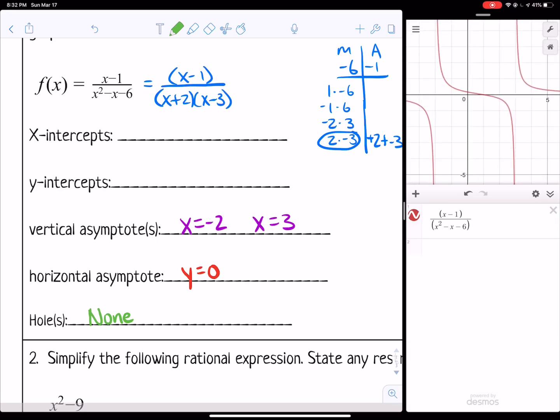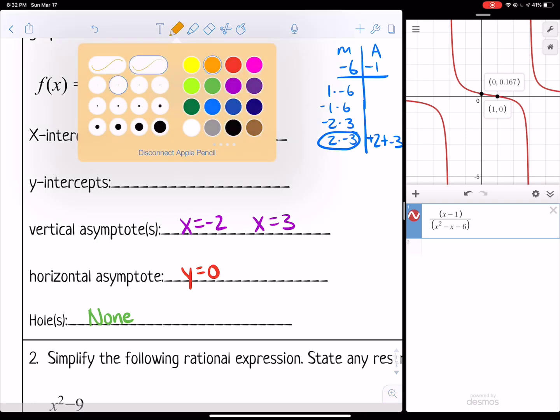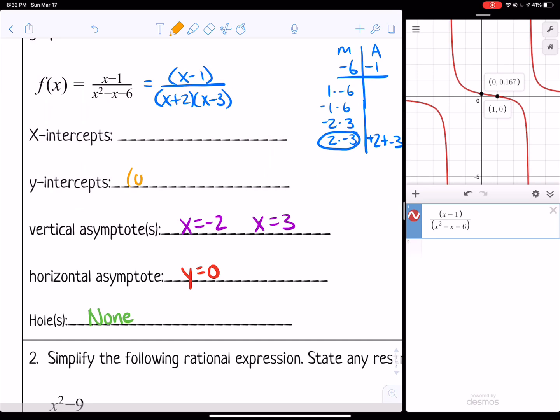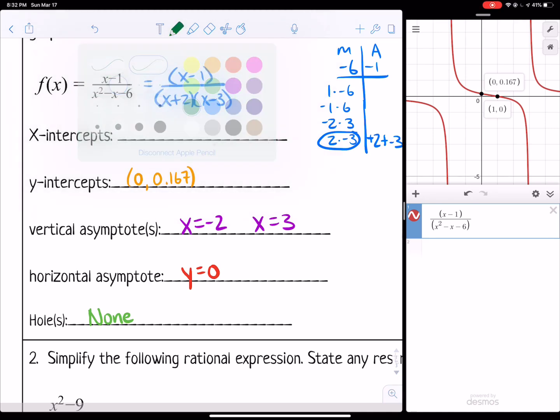So I can easily see where to draw the branches of the graph. And usually they've already labeled the y-intercept and the x-intercept. So the y-intercept looks like 0.167. So just leave it like that. No need to really change it. The x-intercept is at 1, 0. So it's nice and clean.